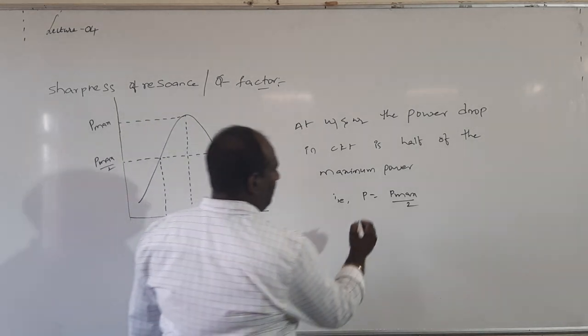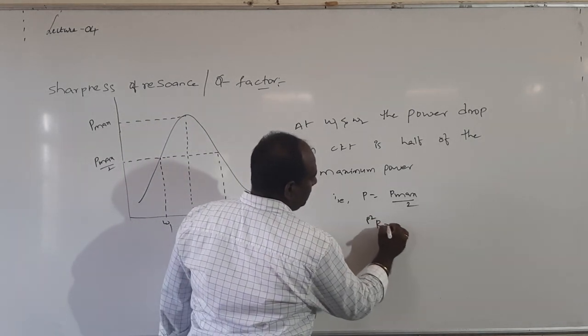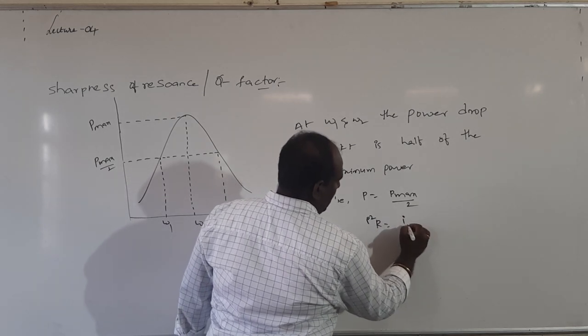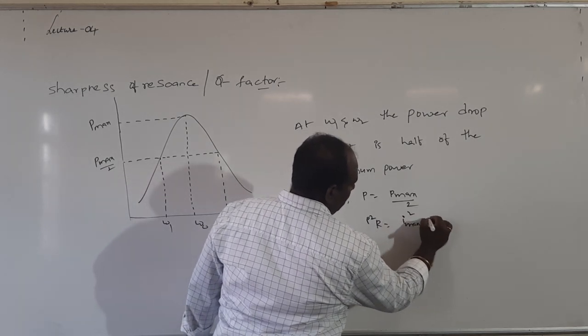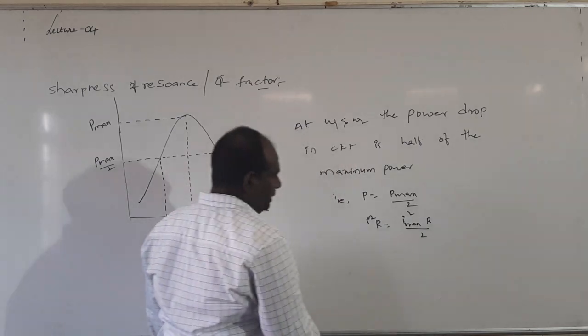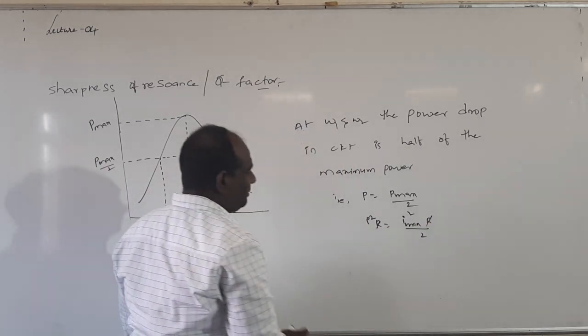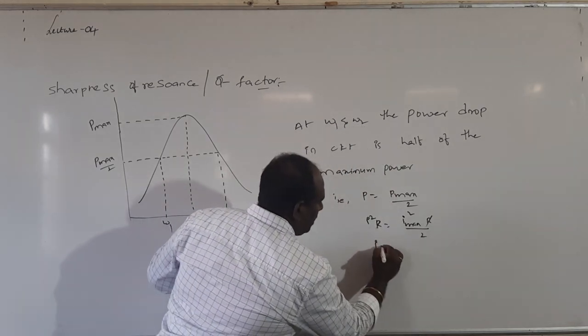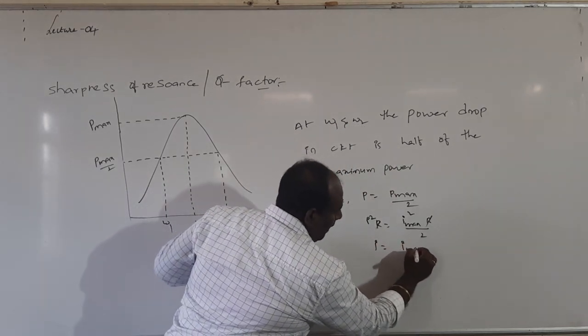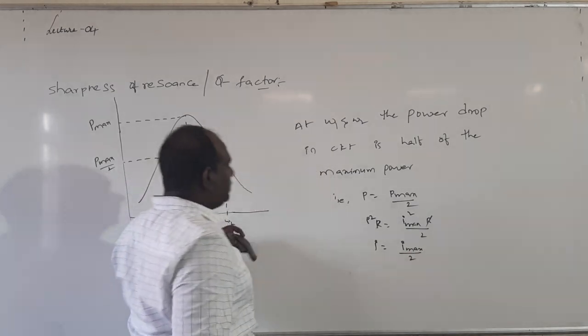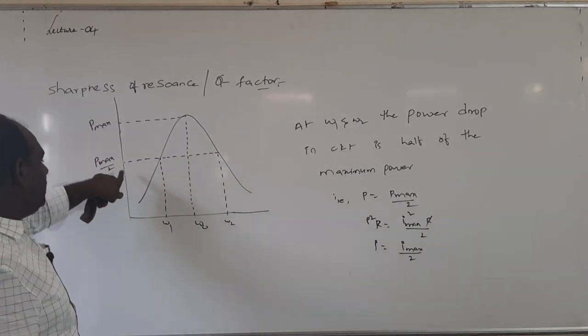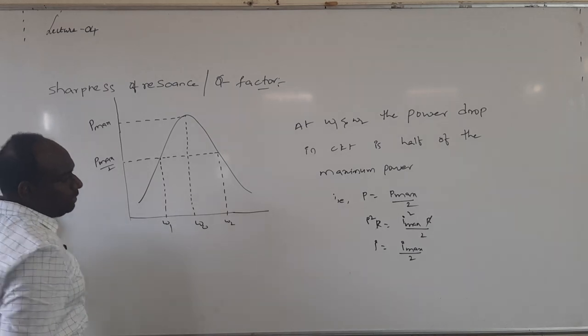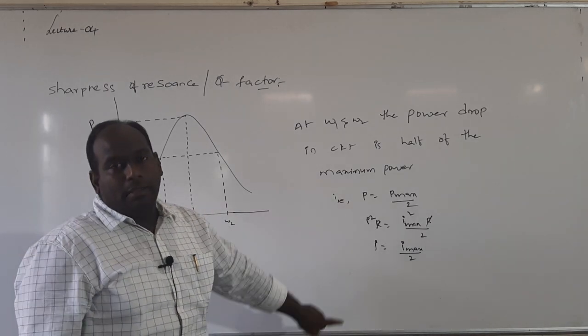What is P, sir? P equal to I square R. P max is equal to I max square R, by 2. Here R gets cancelled. Then what will you get? I is equal to I max by 2. So at these points, at omega 1 and omega 2, the current is half of the maximum current.